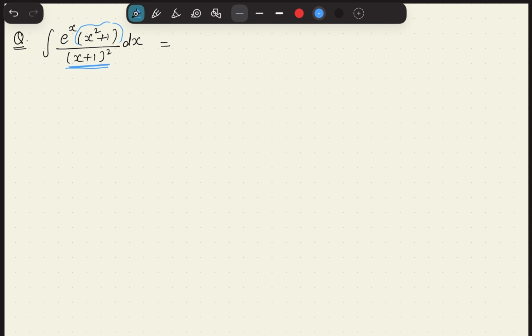But what I can do is, if I add 1 and subtract 1, I will get x square minus 1 here somehow. And for this x square minus 1, I can apply the formula, which will be x minus 1 into x plus 1. And then I will cancel out this x plus 1 with the x plus 1 in the denominator. So one power will be cancelled out. Okay, let us try this.